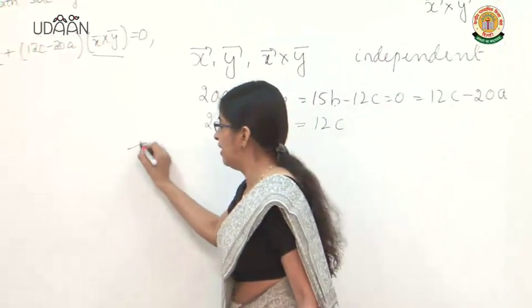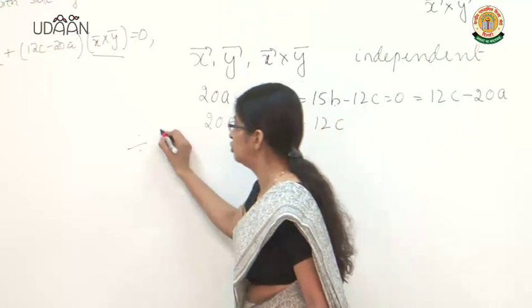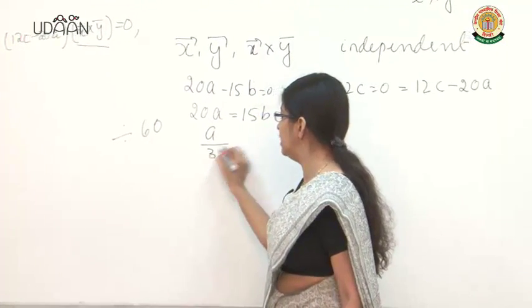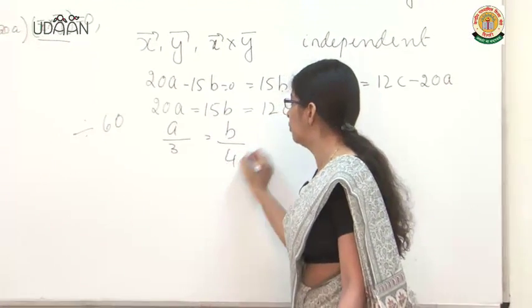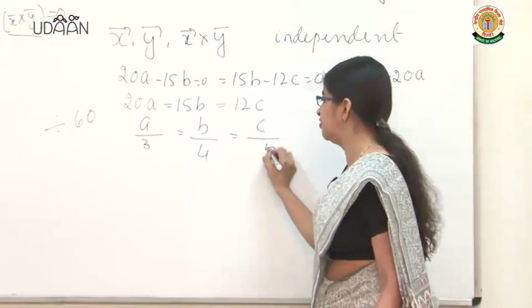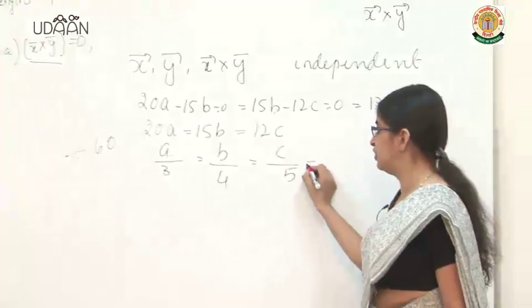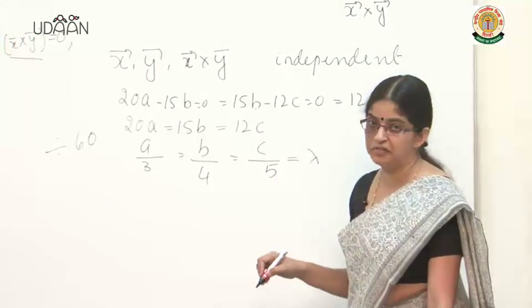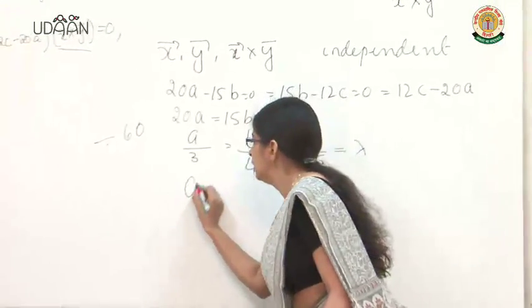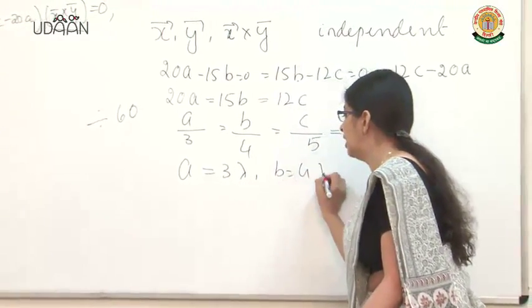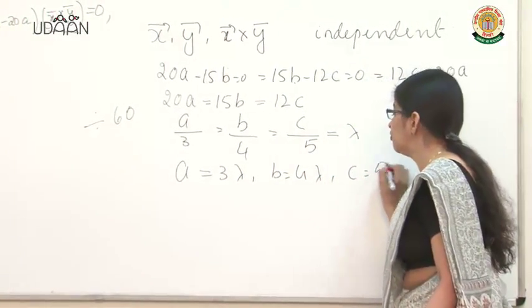I am going to divide this equation throughout by 60 to get a divided by 3 equal to b divided by 4 equal to c divided by 5. We need to calculate the lengths of A, B, C. So, for that I am taking it as lambda for the time being. A equal to 3 lambda, B equal to 4 lambda and C equal to 5 lambda.